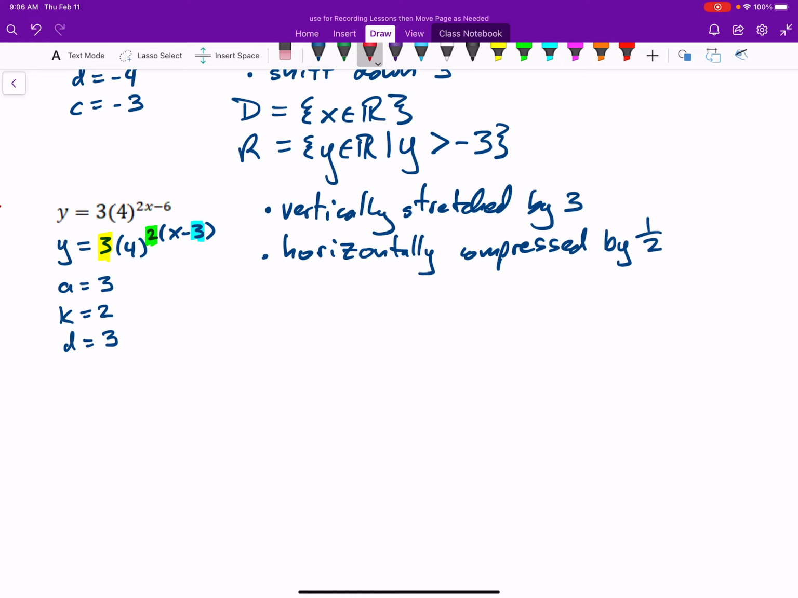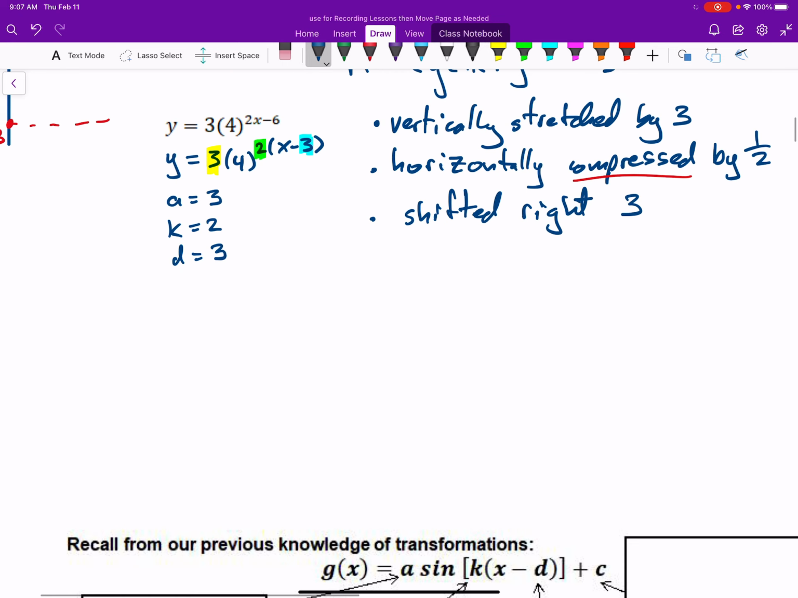The key word, though, is I need you to tell me that it's compressed, because it's definitely compressed with a k-value of 2. If you told me it's compressed by 2, I would probably know what you meant as long as you used the word compressed. But I think it's clearest to say that it's compressed by a half, meaning that it's half as wide. And it's shifted right by 3, because the d value is positive 3.